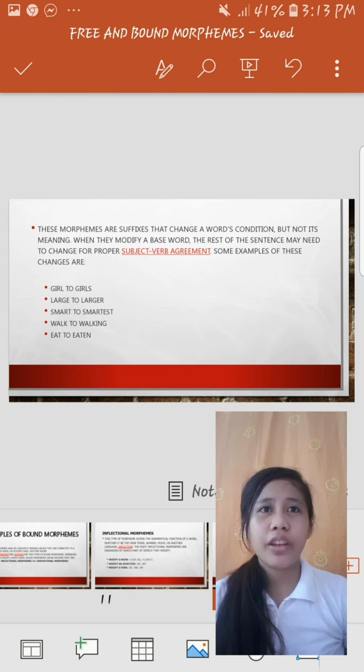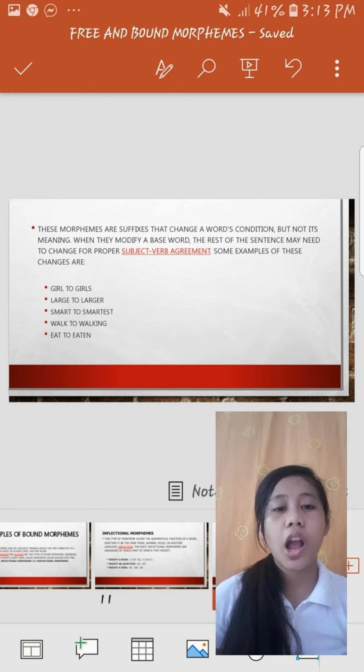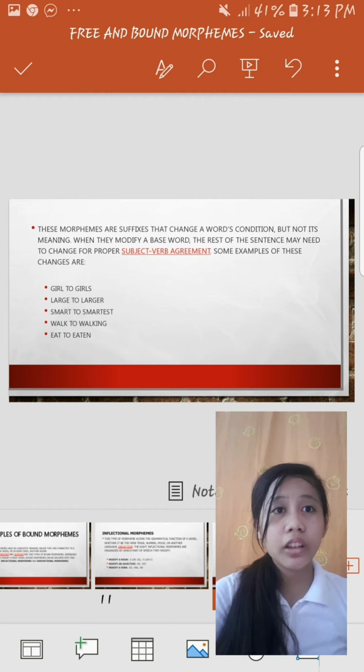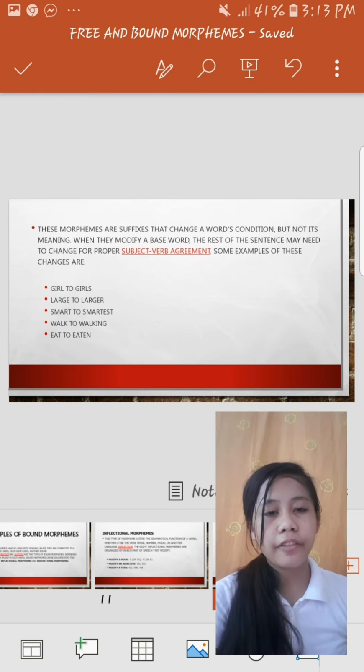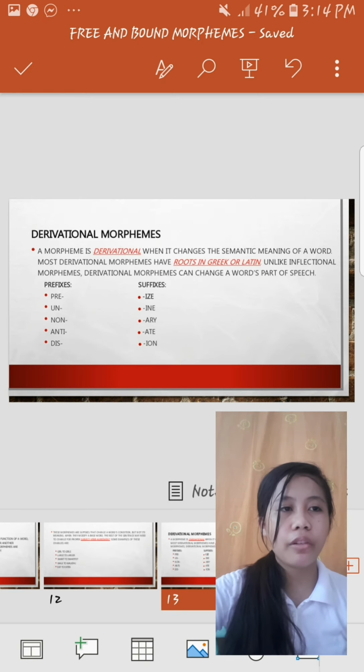When they modify a base word, the rest of the sentence may need to change for proper subject-verb agreement. So some examples of these changes are the following. We have girl to girls, from large to larger, from smart to smartest, from walk to walking, from eat to eaten. So those are the following changes. So next we will have the derivational morphemes.